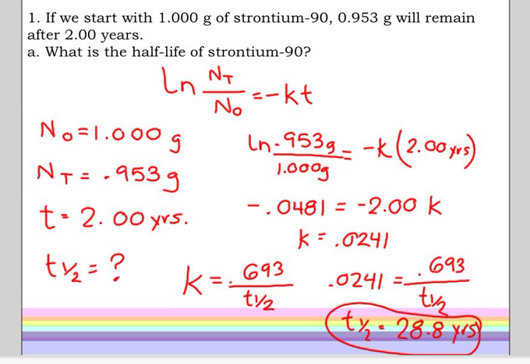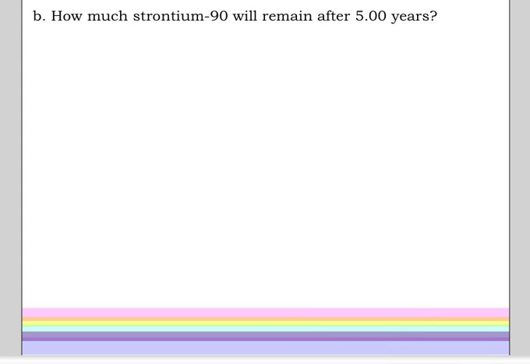And then the second type, and this is the last thing we're doing. Oh, here we go, here's an extra one. How much is going to remain after 5 years? So this time is a little different. You look at what we still know. Our n sub 0 is still 1. We already solved for k up above, so we're going to put that in, 0.0241. And this time, our time is going to be 5 years.